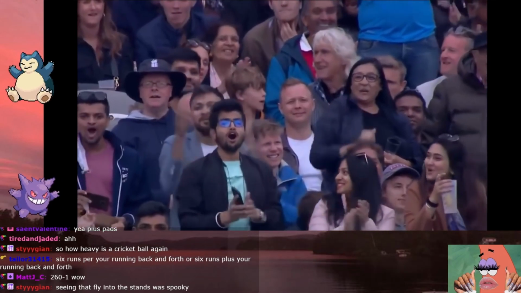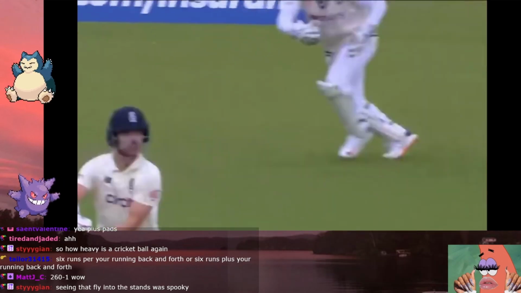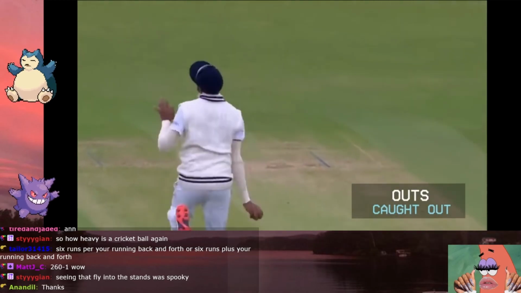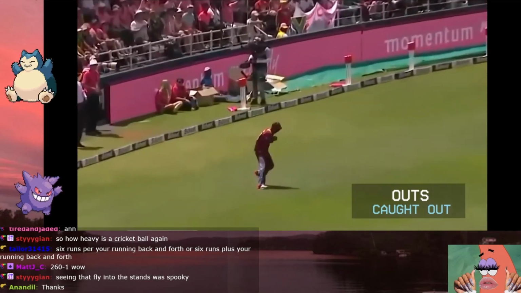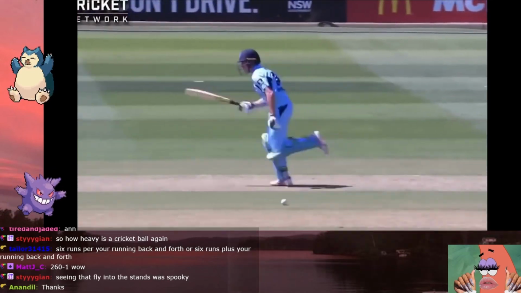Outs. There are several ways that a batter or runner can get put out, and they boil down to 2 basic categories. A batter can be caught out, which is just like baseball. They hit a ball in the air and a fielder catches it. Or they can be out if the fielding team knocks the bails off the stumps of the wicket.